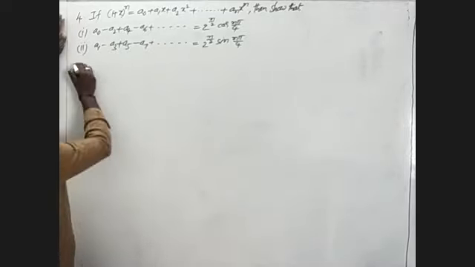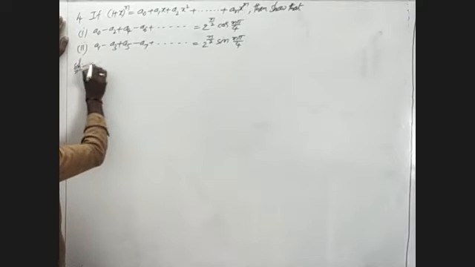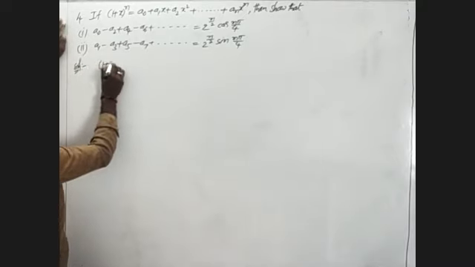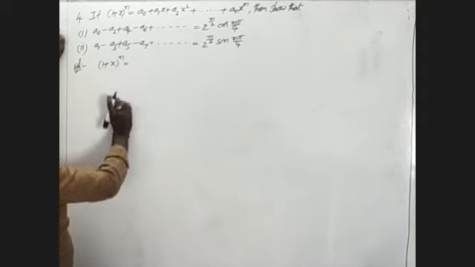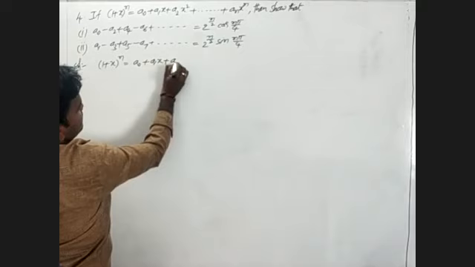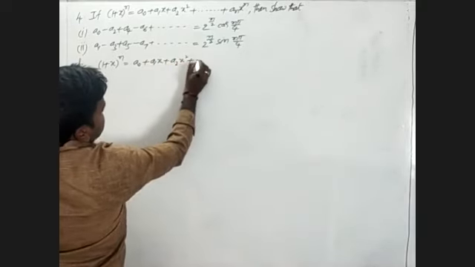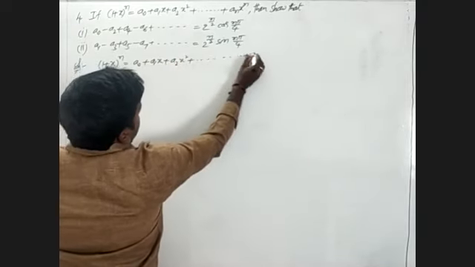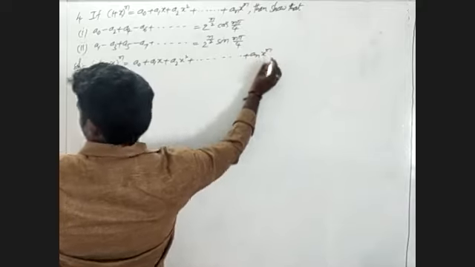We will observe what we have to write in this one. Here, the given one, I have to write (1 + x)^n = a0 + a1x + a2x² + and so on + an x^n.